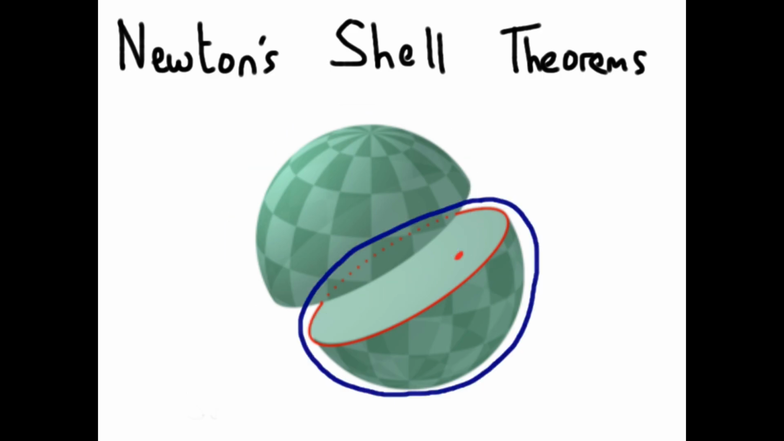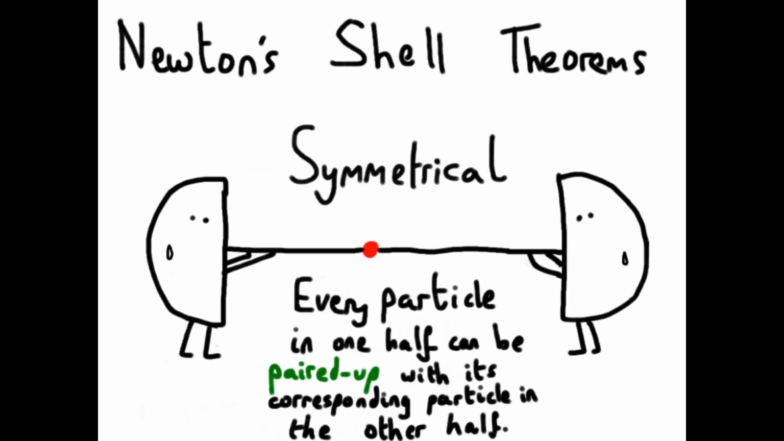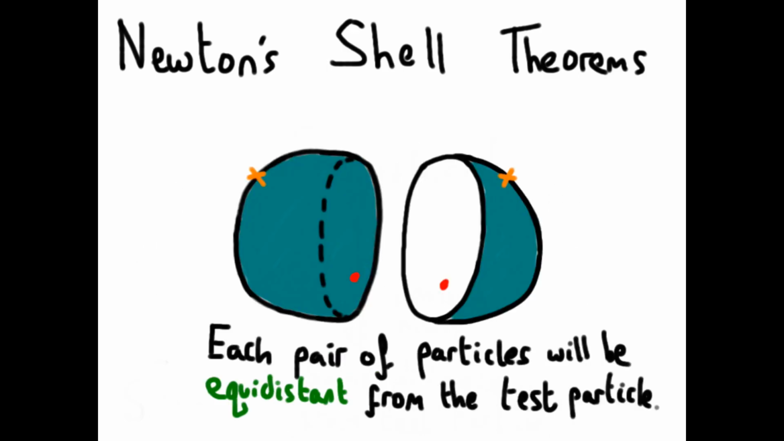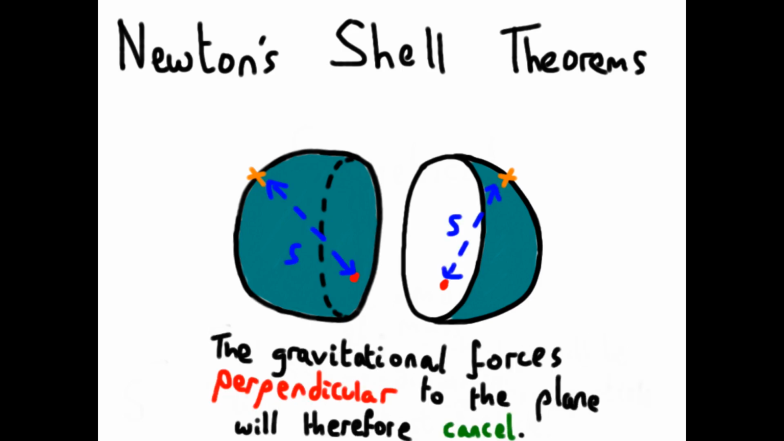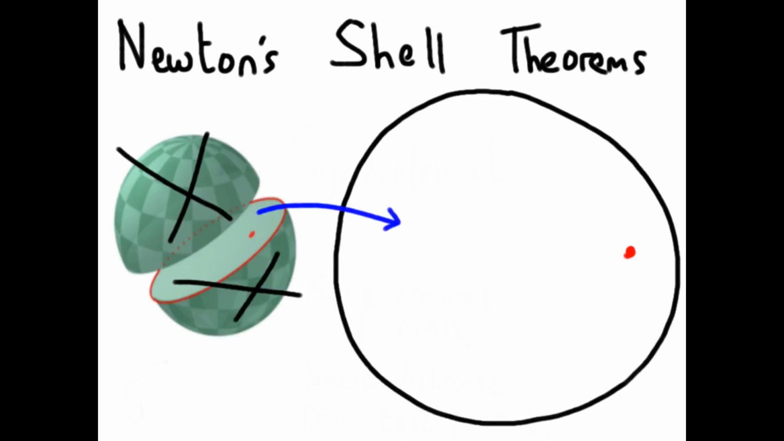These two hemispheres will have exactly the same amount of mass, with each particle having a mirror image of itself reflected across the great circle. Each pair of mirrored particles will be equidistant from the test particle, so their forces perpendicular to the plane will exactly cancel, whilst forces parallel to the plane will add. This means we can focus entirely on forces parallel to the surface of the great circle bordering the two hemispheres.